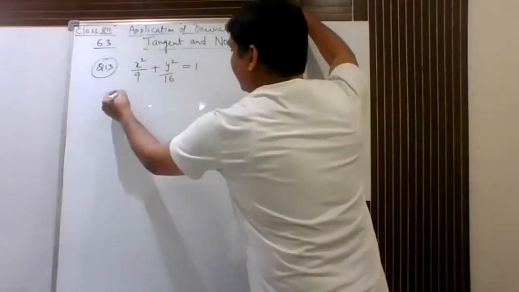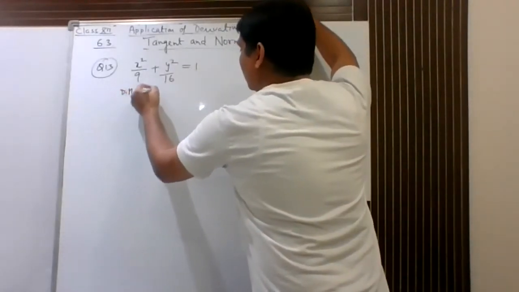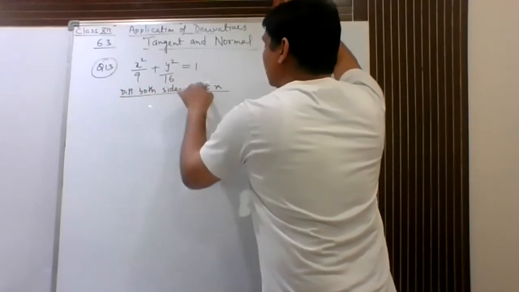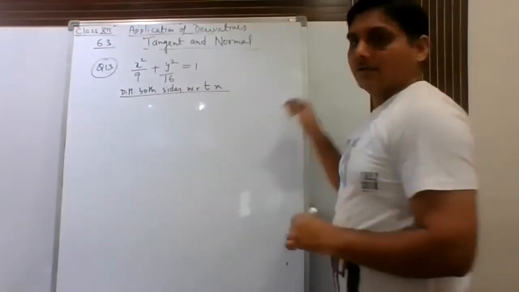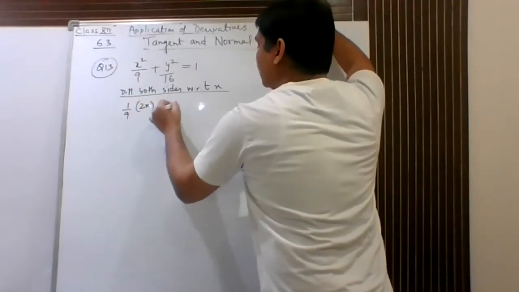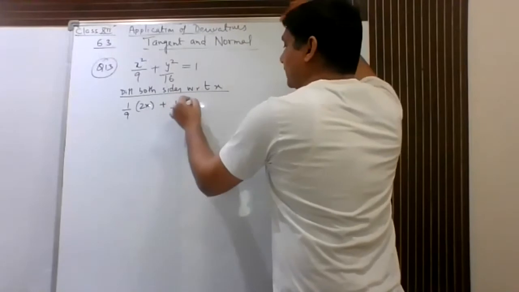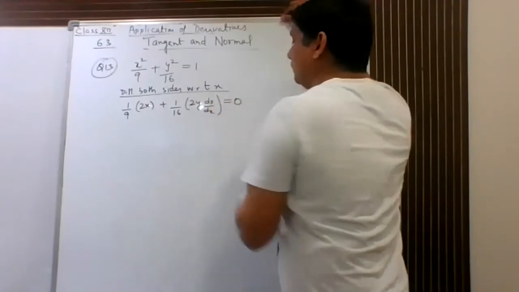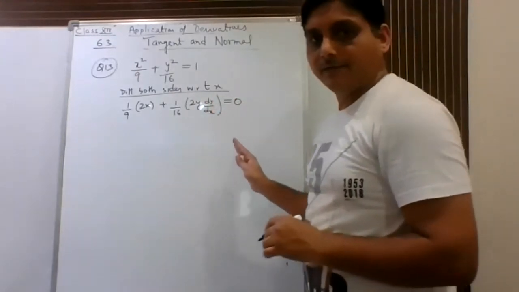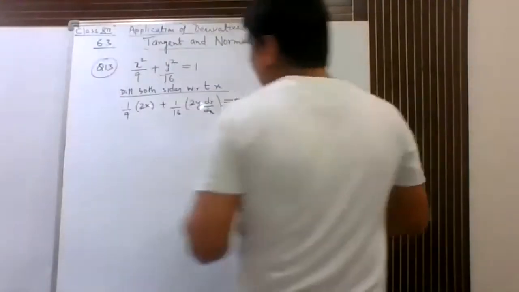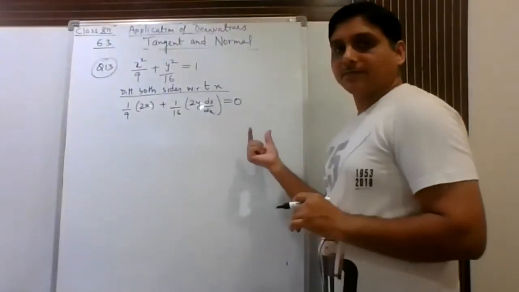First step is, let us take the derivative. Differentiate both sides with respect to x. When you take the derivative with respect to x, you can take this 9 outside, the derivative of x square is 2x. You can take this 1 upon 16 outside, the derivative of y square is 2y dy upon dx, that is equal to 0. This is how we can take the derivative. Now get the value of dy upon dx from here.